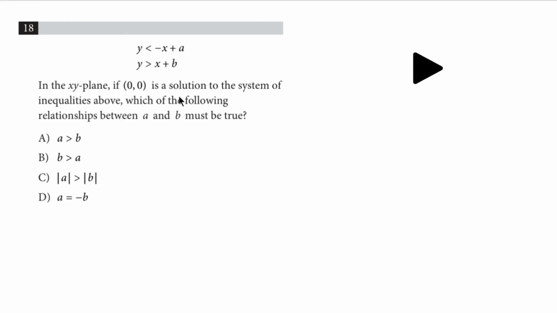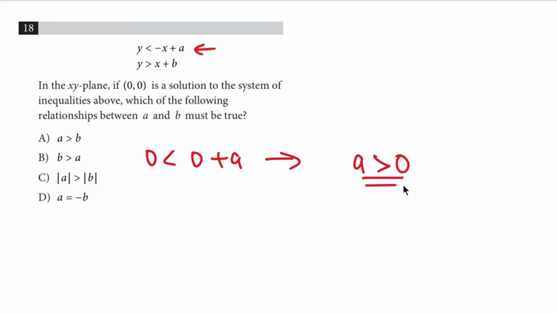In the xy plane, if (0, 0) is a solution to the system of inequalities above, which of the following relationships between a and b must be true? Now, for a point to be a solution to a system of inequalities, it must satisfy both inequalities. So let's plug (0, 0) into both inequalities. Let's first plug it into the first inequality. 0 is less than or equal to 0 plus a. From here we can determine that a is bigger than or equal to 0. That's the first thing we have determined.